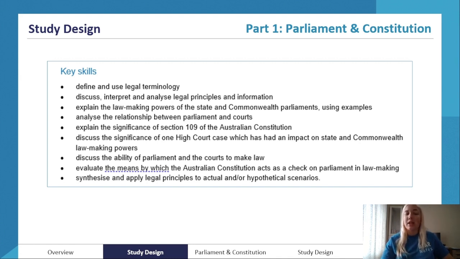Explain the significance of Section 109 of the Australian Constitution. Remembering with your explain questions, that keyword explain means you need to describe in quite a bit of detail and then also be able to provide an example. And discuss the significance of one High Court case, which has had an impact on state and Commonwealth lawmaking powers. So we'll be looking at a lot of these today, so you'll really be able to take your pick, and discuss the ability of Parliament and the courts to make law.